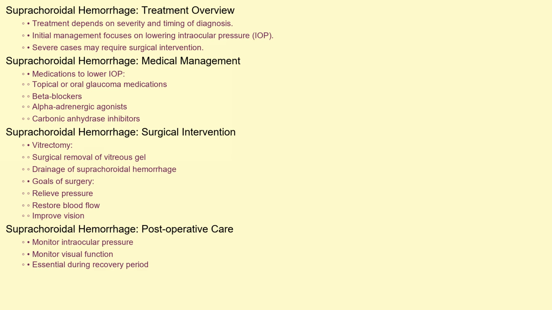This may involve a vitrectomy, which is the surgical removal of the vitreous gel from the eye, along with drainage of the suprachoroidal hemorrhage. This procedure aims to relieve pressure, restore blood flow to the retina and optic nerve, and improve vision. Careful monitoring of the patient's intraocular pressure and visual function is essential during the recovery period.